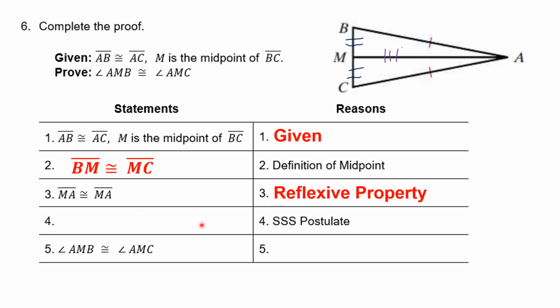And then our next line, our statement is blank, but our reason is the side-side-side postulate. So we have the challenge of having to name these two triangles that are congruent. I want you to take a look at both triangles and pause the video and see if you can name them. Remember, when you name the first one, just kind of name it randomly. So I would name this one like AMB.